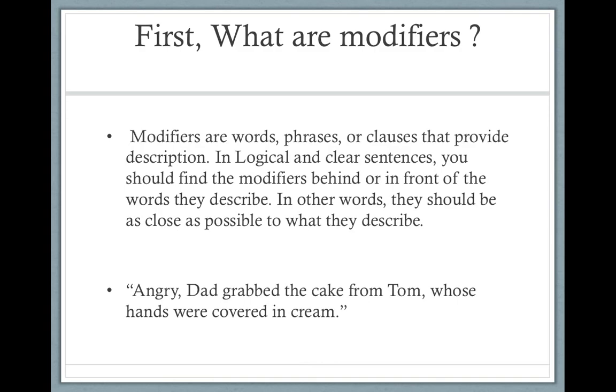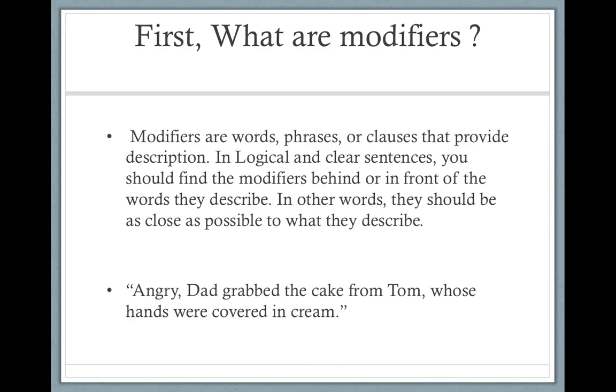So for instance, looking at the example below here: "Angry, Dad grabbed the cake from Tom, whose hands were covered in cream." So here the first modifier is angry. So angry is describing someone or something. Now in this case, since angry is an adjective, what it's describing is Dad. So angry Dad grabbed the cake from Tom.